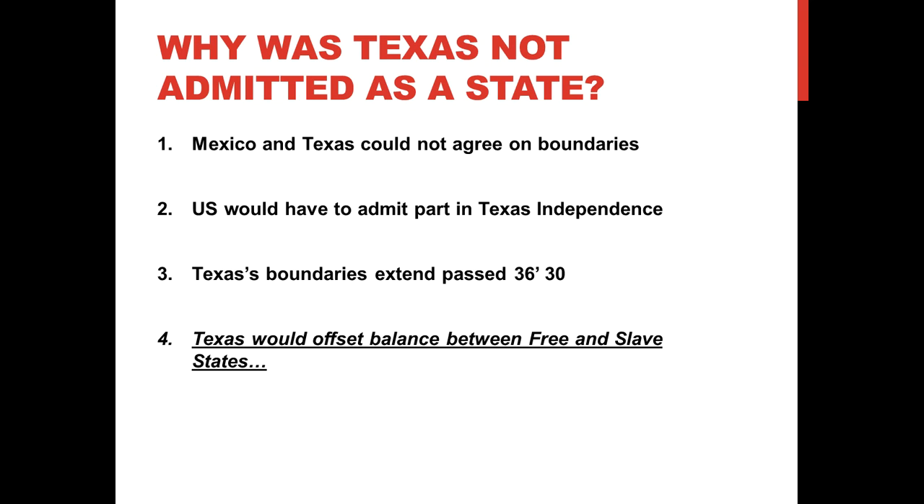But number 4 is the big reason why Texas is not immediately admitted as a state. Texas would give more slave states than there would be free states, and it would really upset the balance, because Texas eventually might have more people and different states, and you can't have that.